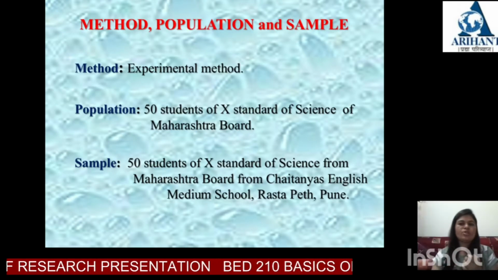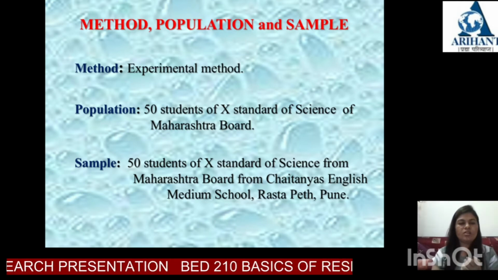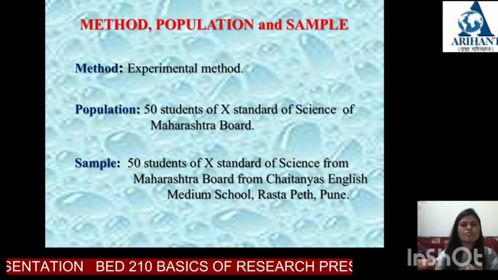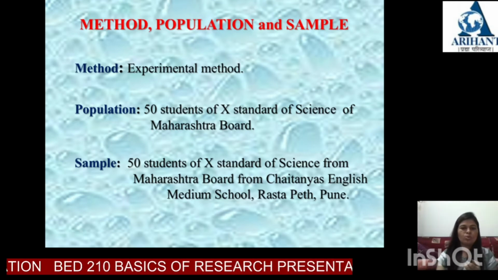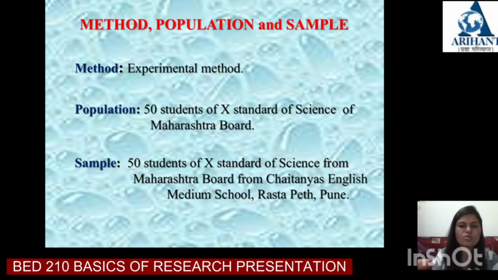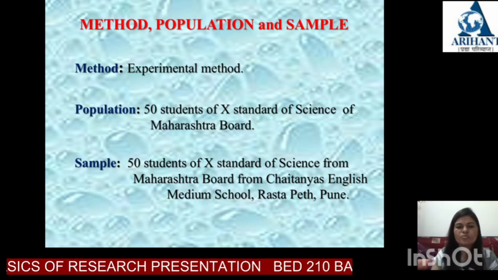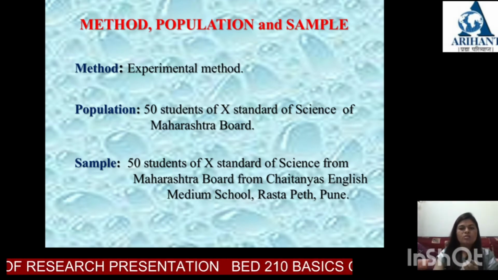Then, what is the method, population and sample? The method is the experimental method. Then, the population was 50 students of 10th standard of science from the Maharashtra board, that is the SSC board. Then, the sample was 50 students of 10th standard of science from the Maharashtra board from Chaitanya's English Medium School, Rastapet, Pune.